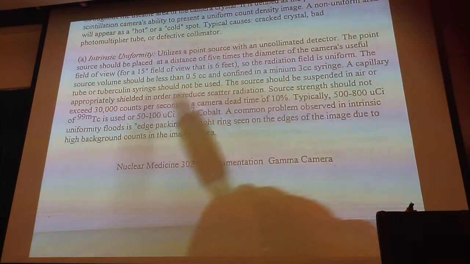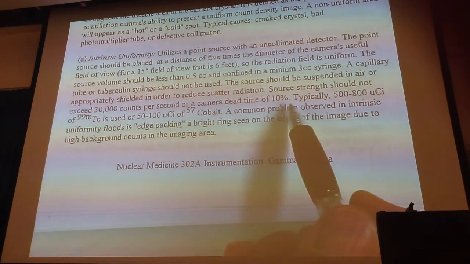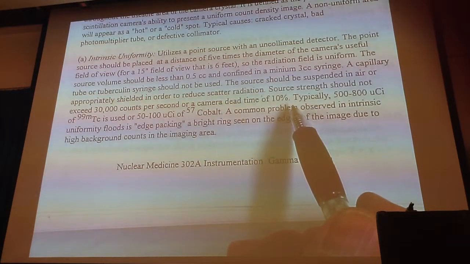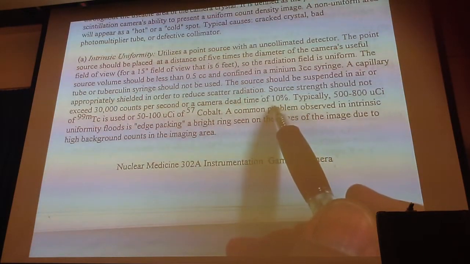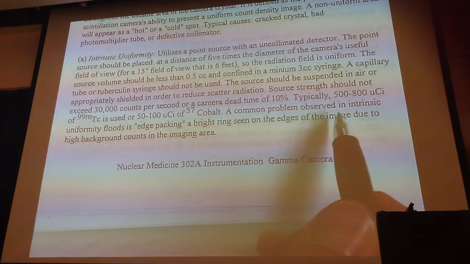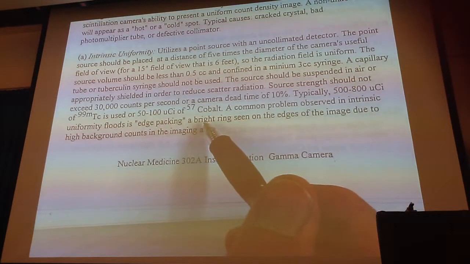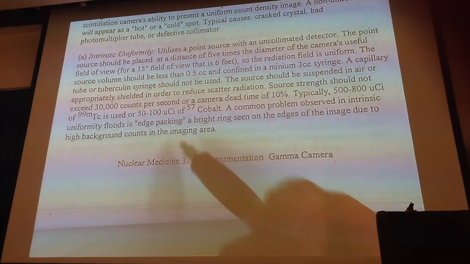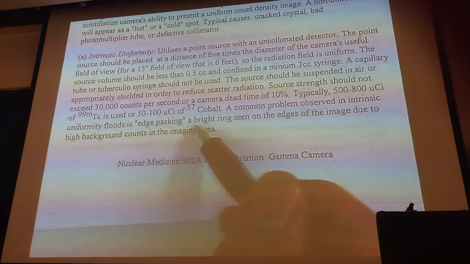Then the source strength should not be more than about 10,000 counts or a dead time of 10%. Normally, your cameras should have something on there that tells you what your percent dead time is. Remember that means that the thing is not able to process the information as quickly, so you're losing 10% of the information. You're getting that pulse pileup, and that pulse shaper can't keep up with it. And most people just use technetium for their intrinsic floods. I don't know anybody that uses cobalt, but you can.